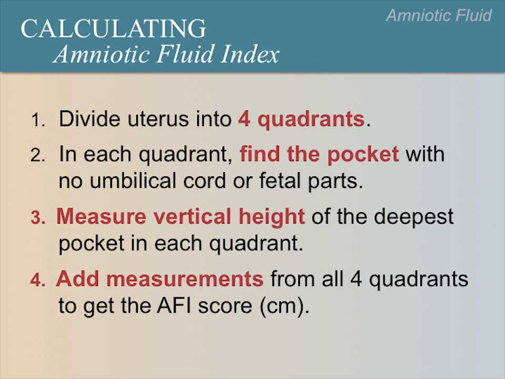There are 4 basic steps to find the AFI score. First, divide the uterus into 4 quadrants. In each quadrant, find the area or pocket that does not contain umbilical cord or fetal parts. Next, measure the vertical height of the deepest pocket in each quadrant. Add measurements from all 4 quadrants to get the AFI score in centimeters.